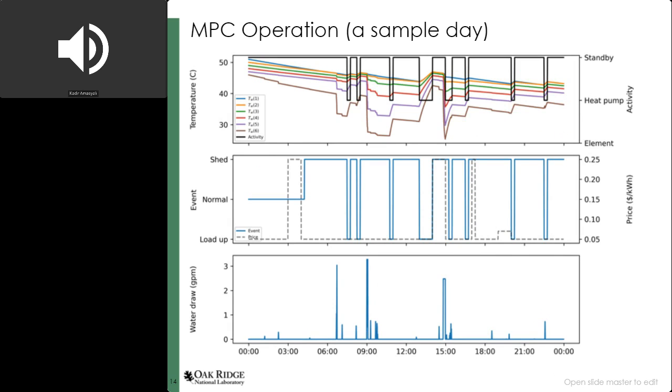And this is the operation for MPC. MPC focuses on minimizing the cost for the prediction horizon only. This is pretty much similar to RL. Most of the time, it sends a load up command right before a high price period and right before a water draw.